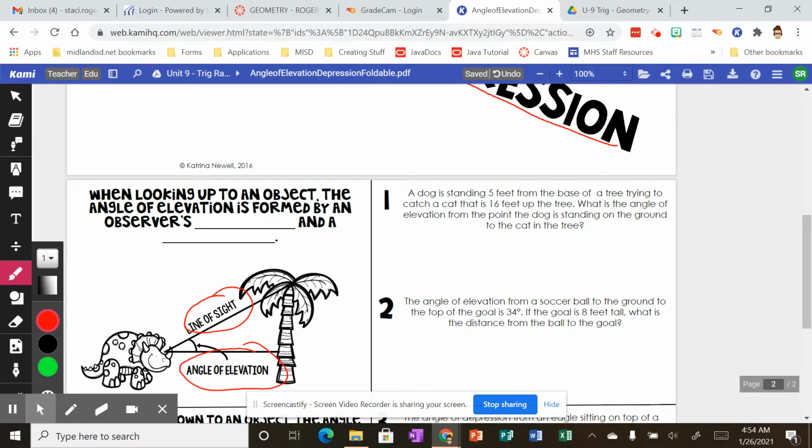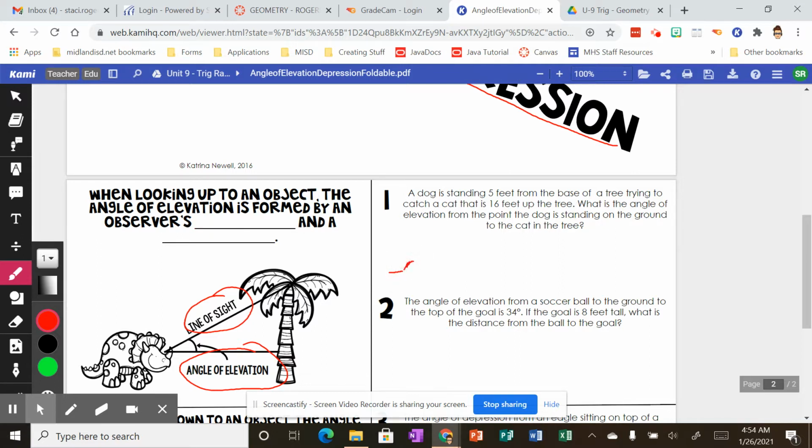So let's look at number one. It's very important that you draw a picture. Drawing a picture is very important. A dog is standing 5 feet from the base of a tree, trying to catch a cat that is 16 feet up the tree. So we've got a dog.